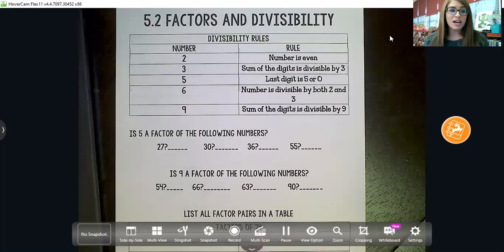I highly suggest pausing this video, taking a picture of the screen, and saving this little divisibility rules cheat sheet box. It will help you a lot, not just in this chapter, but in future chapters as well. This is a quick little divisibility rules helper.